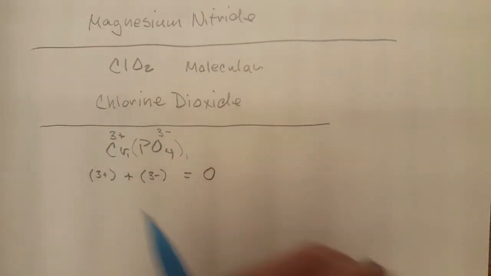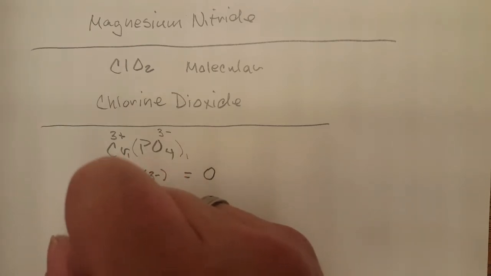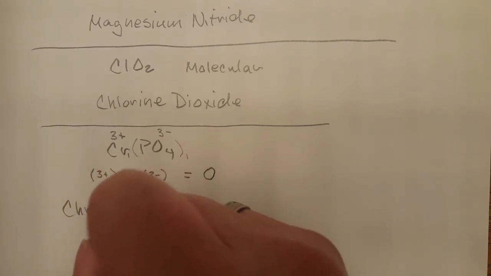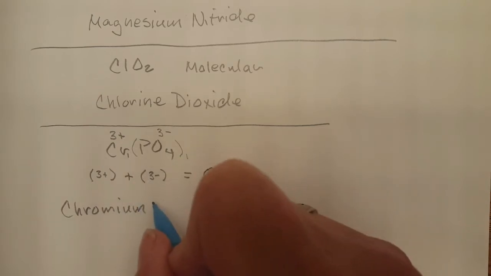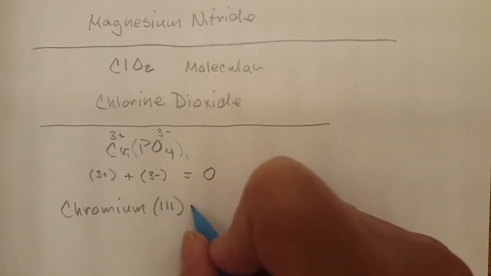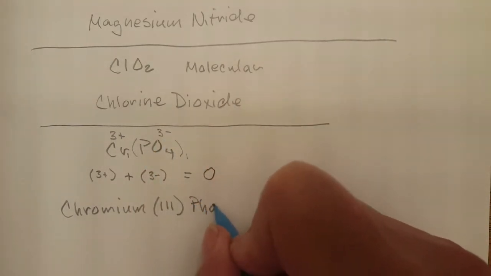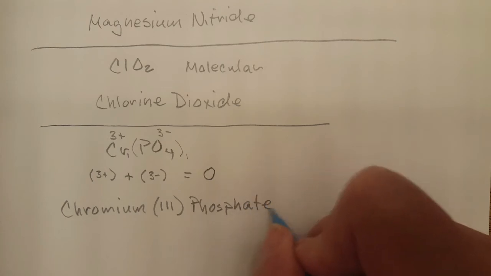So that 3 plus is going to be very important because the name now is chromium 3 phosphate.